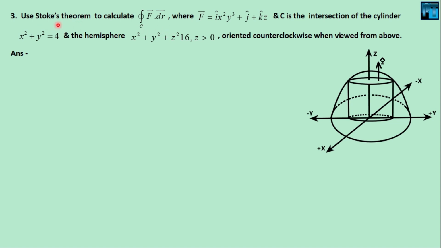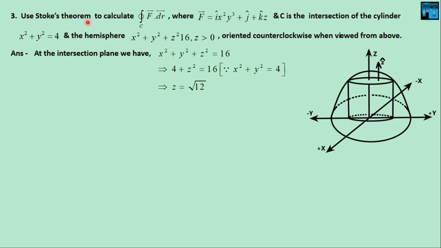But you cannot proceed through the simple line integral. Why? Use Stokes' theorem. Before that we have to clear the intersection plane equation. x square plus y square equals 4, and let's put that 4 in here, and z equals root over 12. It is clear from the picture that this plane is not z equals 0. So z equals root 12 for the plane.